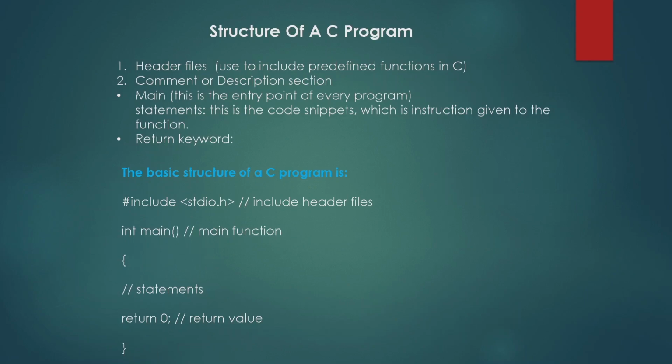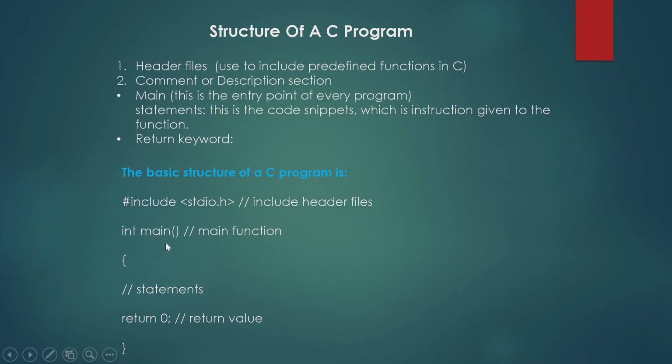Structure of a C program. The structure of a C program includes header files, comments, main, statements, and a return keyword. The basic structure starts with the include, where you include stdio, the standard input and output. The standard input allows you to take input, and the standard output helps us display output on our console or screen.